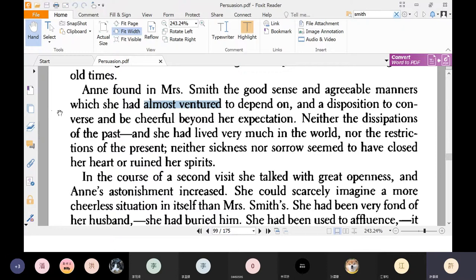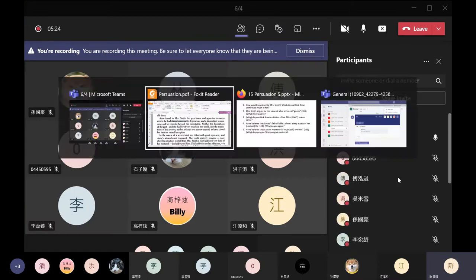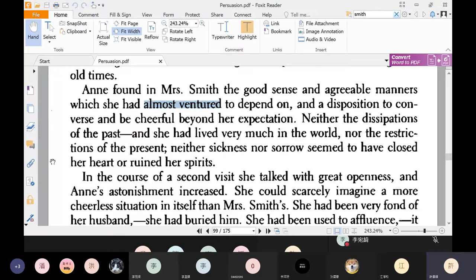So venture, of course, as we talked about before, means to try. Here means to hope. And depend on usually means rely on, count on. But here the object is not a person. It's a noun. And to depend on something means to hope or predict that that thing is still there. So almost ventured to depend on her good sense and agreeable manners means that she very much hoped that Mrs. Smith still had her old good sense and agreeable manners. And indeed she does, because Anne found them in Mrs. Smith.